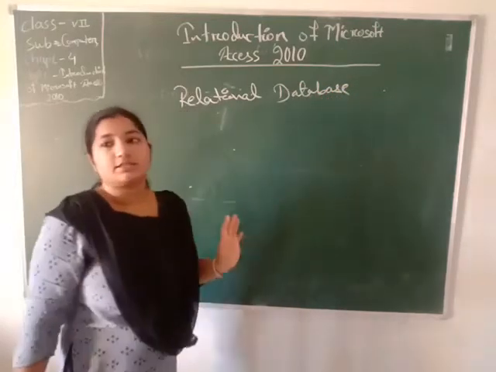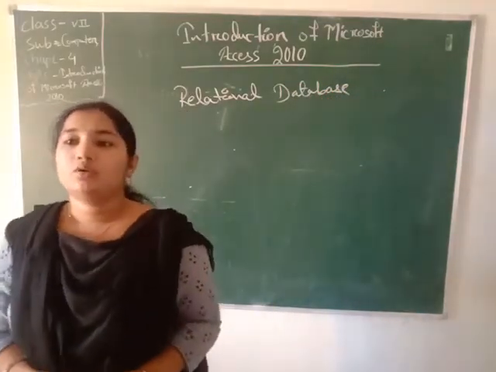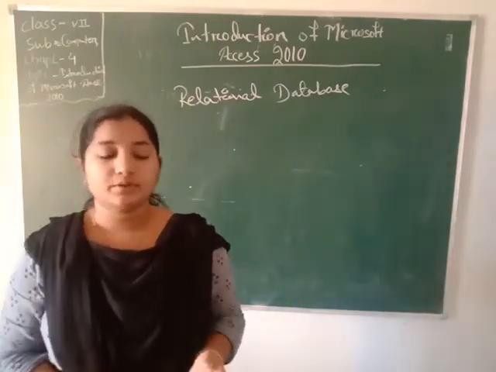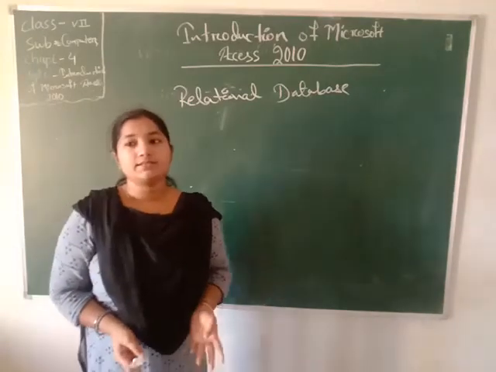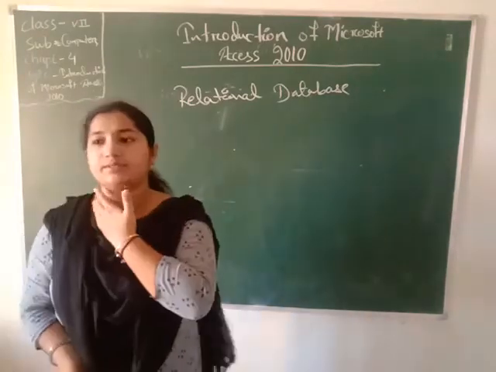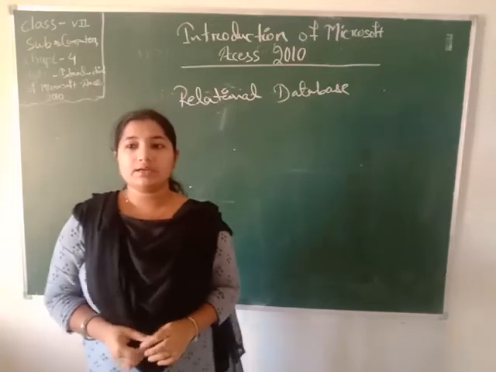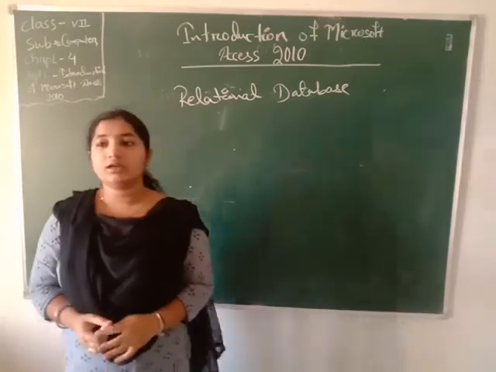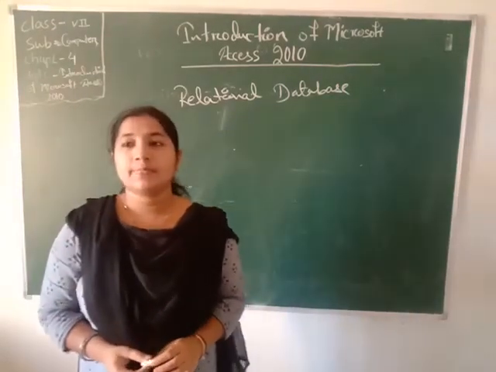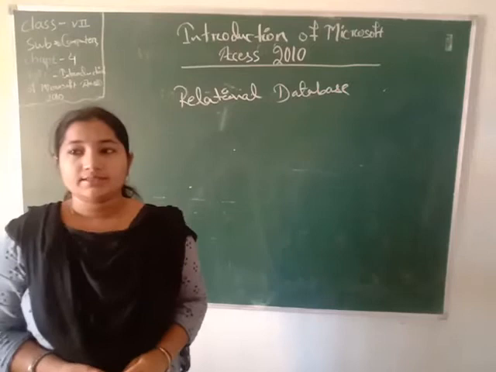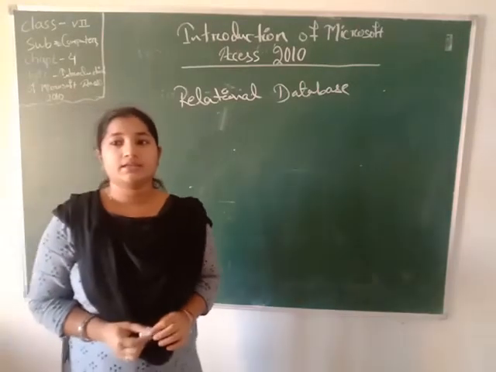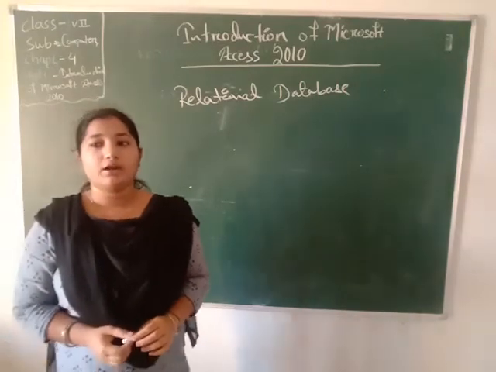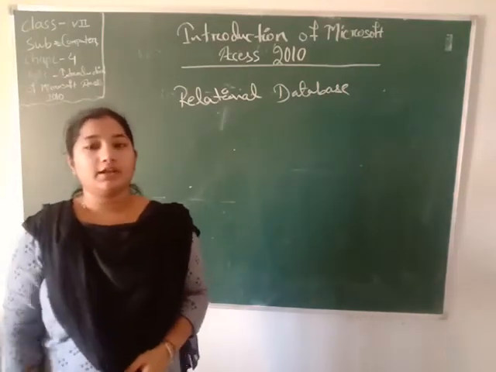We can relate one database with another database. Means when we are relating two databases, that is called a relational database. It contains many databases, and every data set contains a table organized in rows and columns, and a table contains a record in a row and a field in a column.